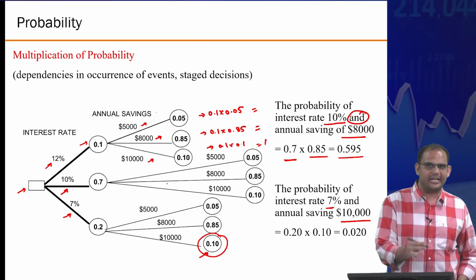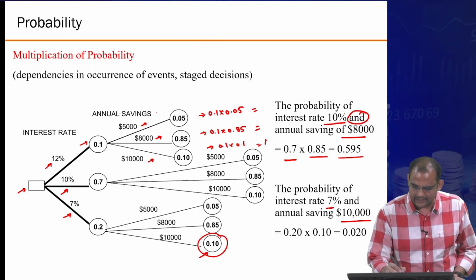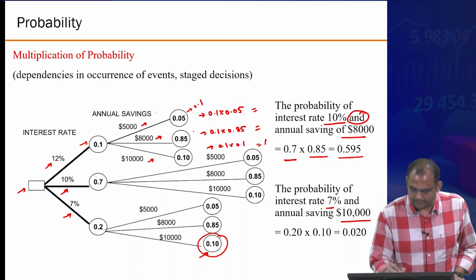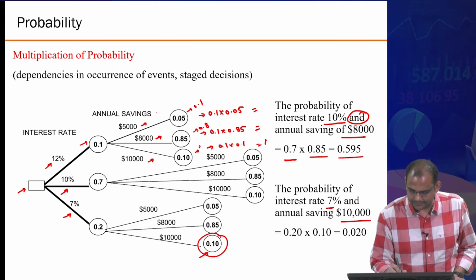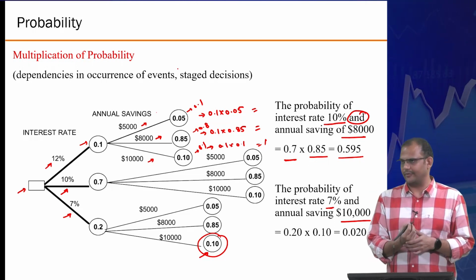It could also be conditional that if your interest rate is 12%, the probability distribution of 5,000 is, let's say, 0.1, this is 0.8 and this is 0.1. This could also be the case. This does not have to be exactly replicable for the same.